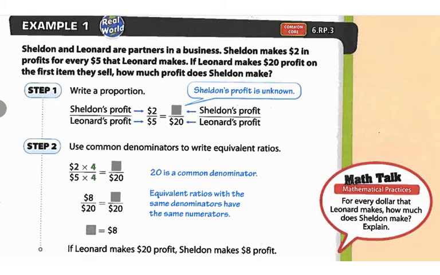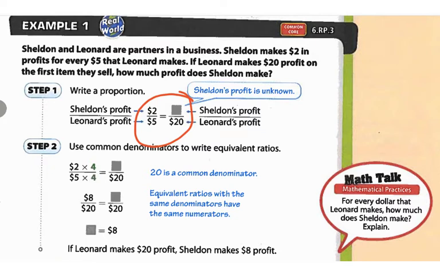So Sheldon and Leonard are partners in a business. Sheldon makes $2 in profit for every $5 Leonard makes. So you guys know that that's a ratio. For every $2 in profit that Sheldon makes, Leonard makes 5. We've been working with that for a couple of months now. If Leonard makes $20 in profit for the first item they sell, how much profit does Sheldon make? Well, they set these up as a proportion.